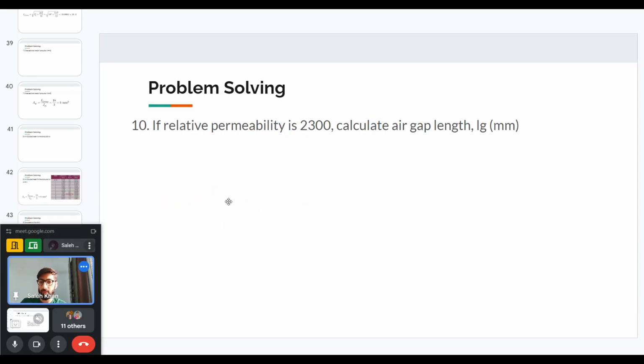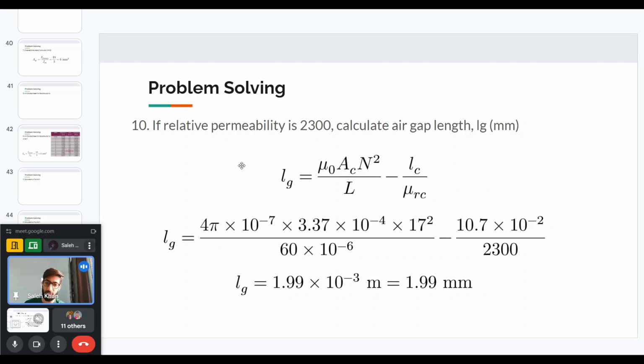And lastly, we have to now find the air gap to get this inductance value. And we are told that the relative permeability is 2300, and you have to find the air gap in millimeters. So again, we use the formula of air gap that we saw in the steps of the inductor design. We substitute all the values. Again, try to use SI so you don't get confused with different lengths.